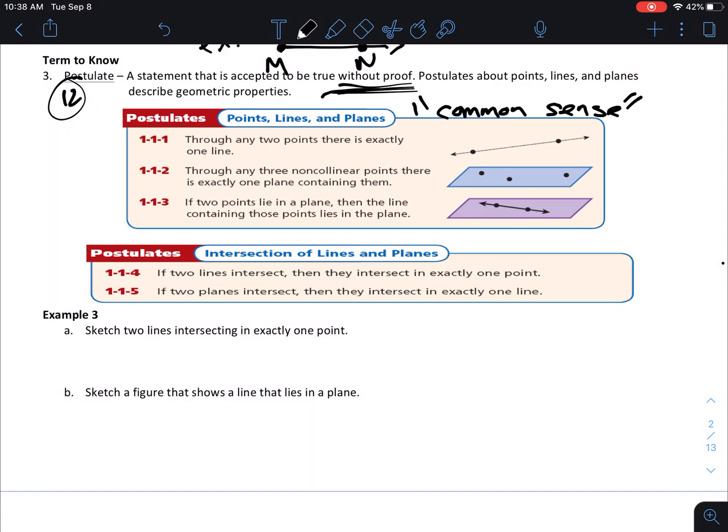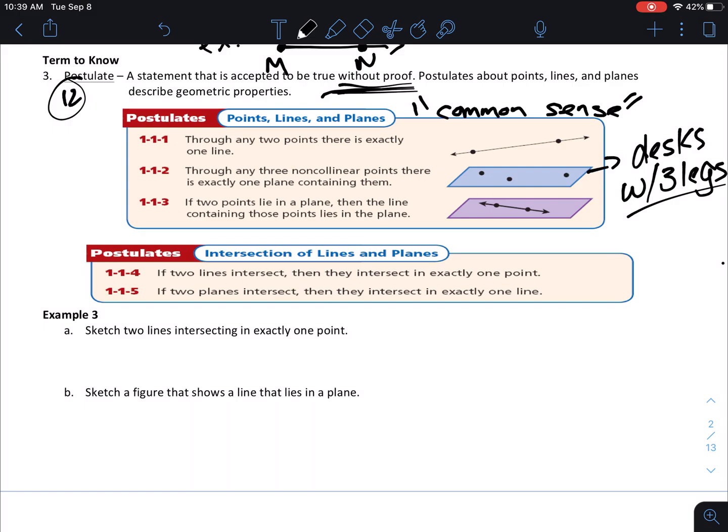So firstly, the first postulate: through any 2 points, there's exactly one line. So if you put any 2 points anywhere, there's only one line that can be drawn through them. Duh. That's what I mean by common sense. It just feels right. It makes sense. The next one: through any 3 non-collinear points, there is exactly one plane containing them. Go ahead, put 3 points anywhere. There's a plane containing them. Fun fact, we should have desks with 3 legs. They would be way more stable than the ones that we have with 4, based on that postulate right there.